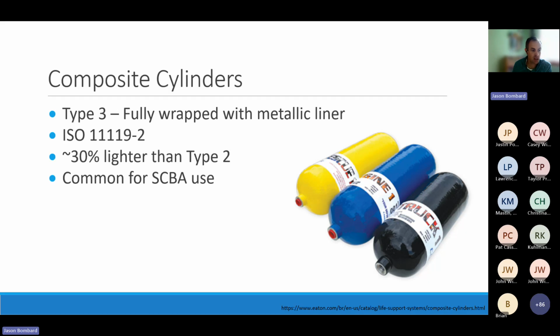Type 3s, again, these are the fully wrapped cylinders with the metallic liners. These are made to an ISO 11119-2 spec. Again, these are lighter even still than the type 1. That extra wrapping gets you a little extra structural stability. You'll see these used commonly for firefighters or EMTs in SCBA, self-contained breathing apparatus use.